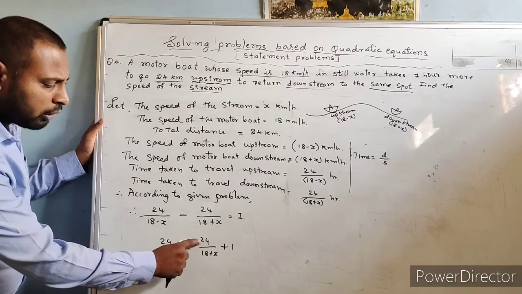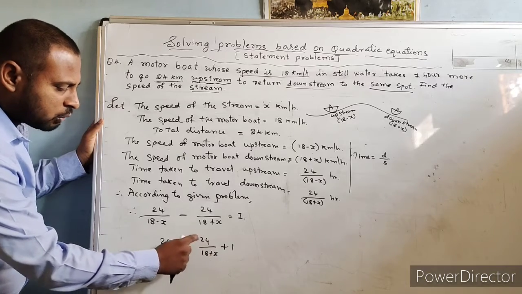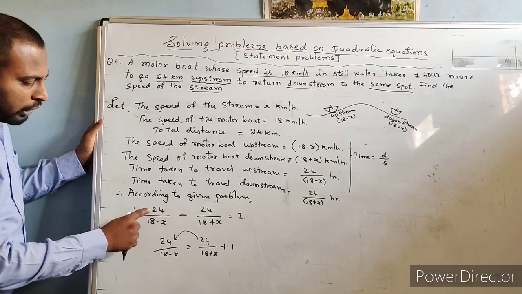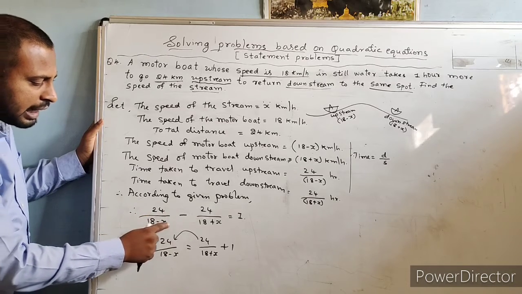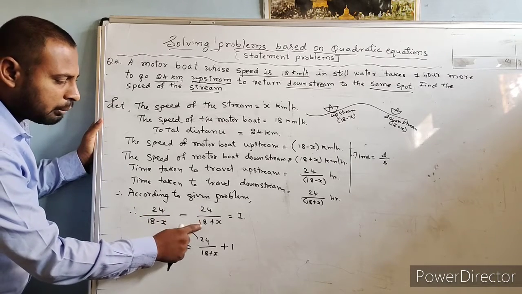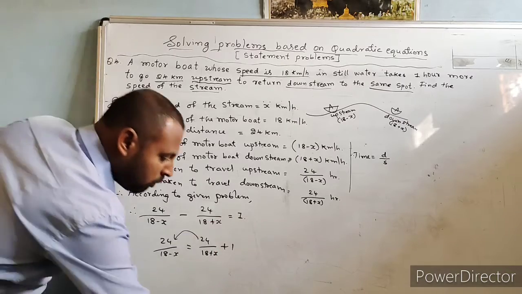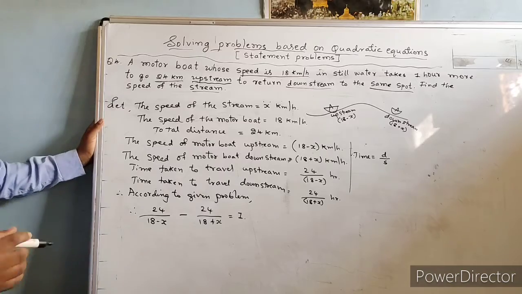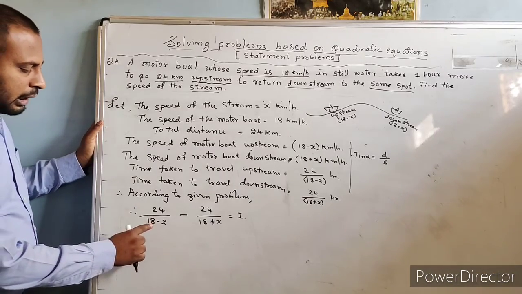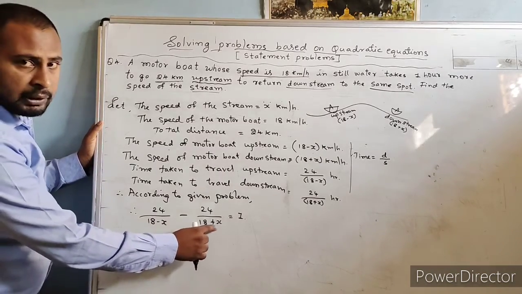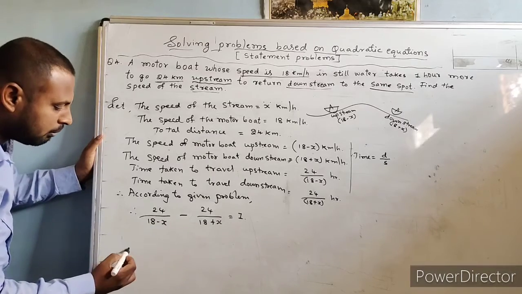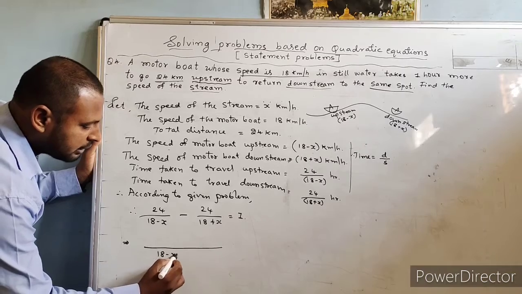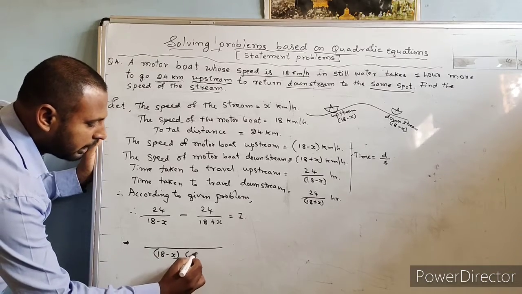Now transpose 24 divided by 18 plus x to the LHS. What does it become? It becomes minus. Therefore I write 24 divided by 18 minus x minus 24 divided by 18 plus x is equal to 1. Now simplify this. Take the LCM of 18 minus x and 18 plus x, so the LCM is 18 minus x into 18 plus x.